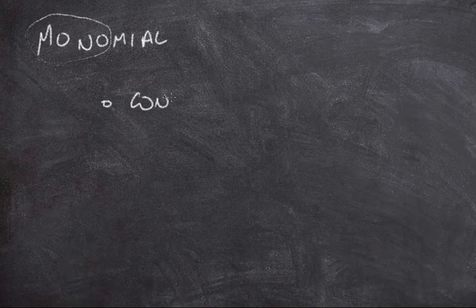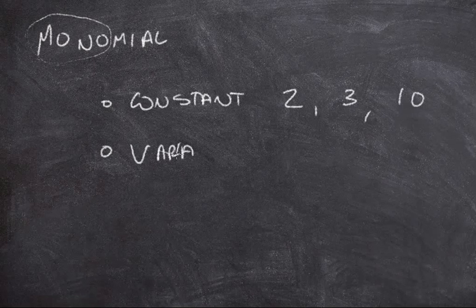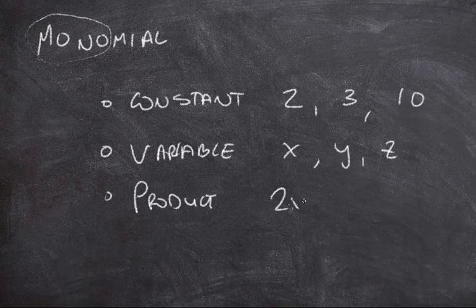It can be a constant. So for example, 2, 3, 10. Okay, so any number. It can be a variable. So x, y, z. Or it can be a product of a constant and a variable. So like 2x or 3x y squared.